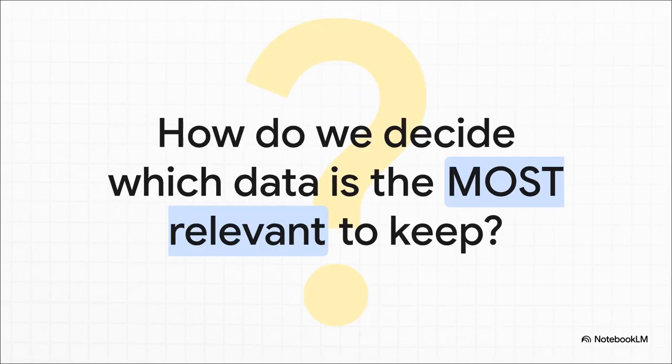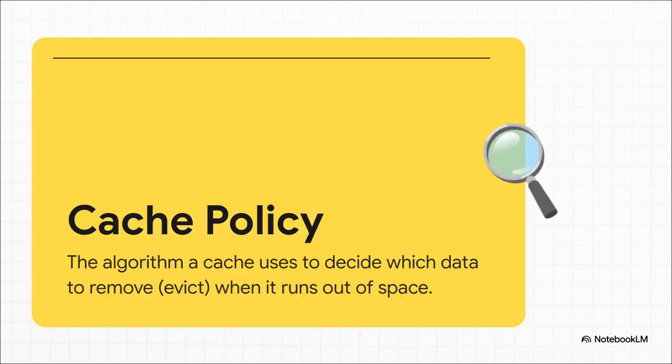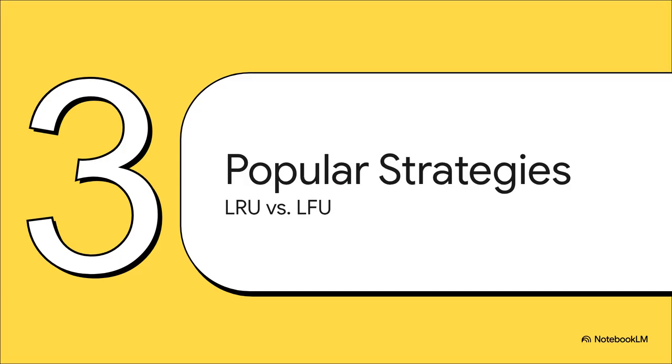And that creates this really interesting problem, right? The cache is full, a new piece of data needs to come in, something has to get kicked out. So how do you decide? How do you make the best guess about which piece of data is the most evictable, the one you're least likely to need again anytime soon? Well, the answer to that question is something called a cache policy, or sometimes you'll hear it called an eviction policy. It's basically the algorithm, the set of rules that the cache uses to make that decision. And honestly, picking the right one can make or break the performance of your entire system. So let's get into it.